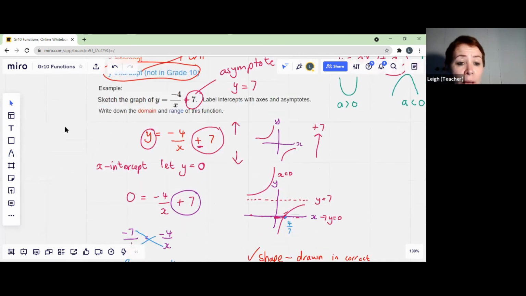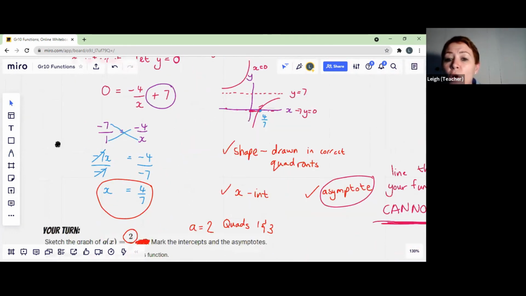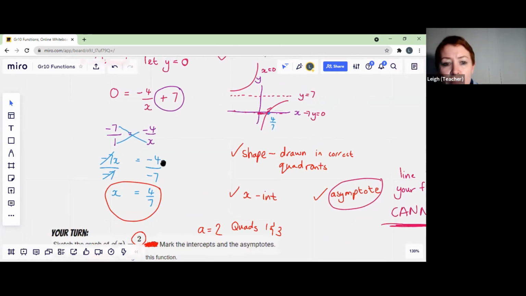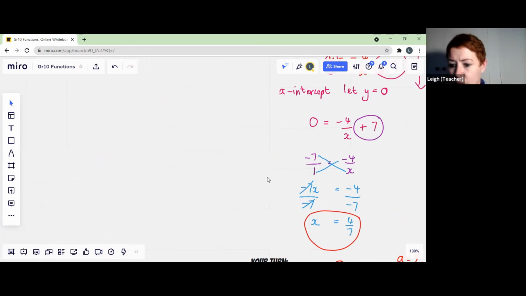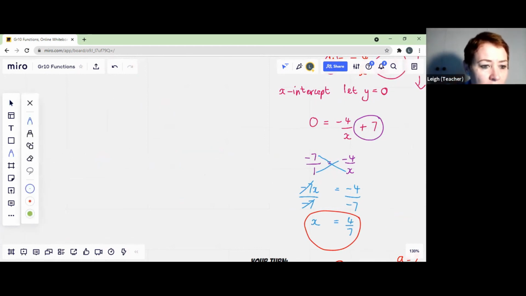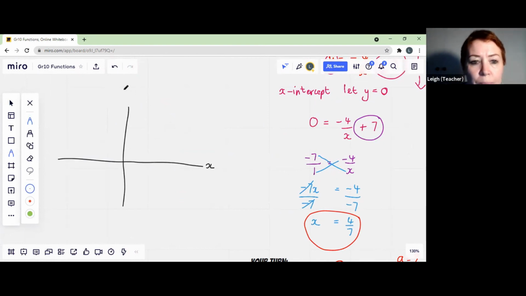Absolutely. So now when we want to draw this, I know I've already drawn it, but when you are drawing a hyperbola, let's just finish this off. Time. So when you are drawing a hyperbola, we're going to draw the same one that we've just drawn. The very first thing you draw, grade 10s, is the hyperbola. So if they are saying to us, we need to draw the graph of y equals -4 over x plus 7. This number at the end is your asymptote.